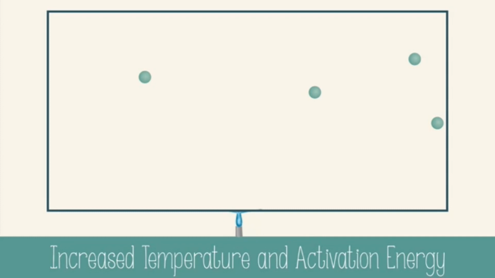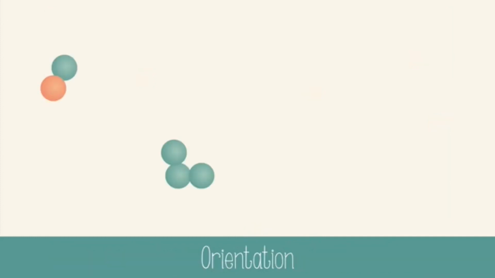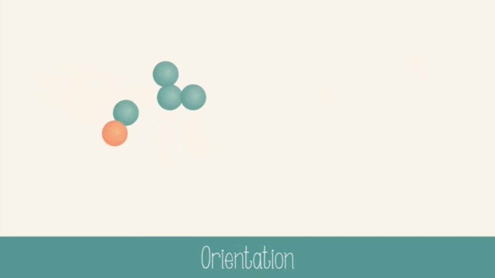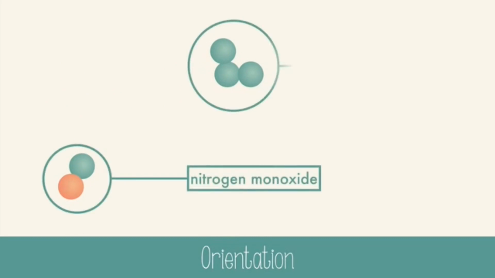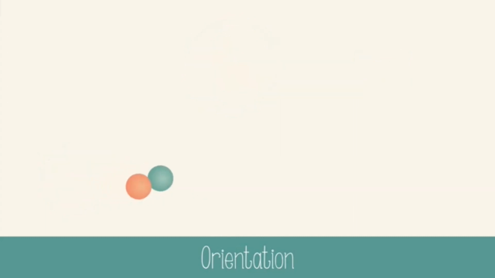But temperature isn't the only factor, the orientation also matters. It's like meeting the right person at the right time. If the orientation of the molecules is not aligned well, for example in our case here, nitrogen monoxide and ozone, the oxygen and oxygen collided, giving rise to no fruitful collision. Whereas now when you see the orientation is perfect, that the nitrogen and oxygen meet, and ozone gets converted to oxygen and NO becomes NO2.